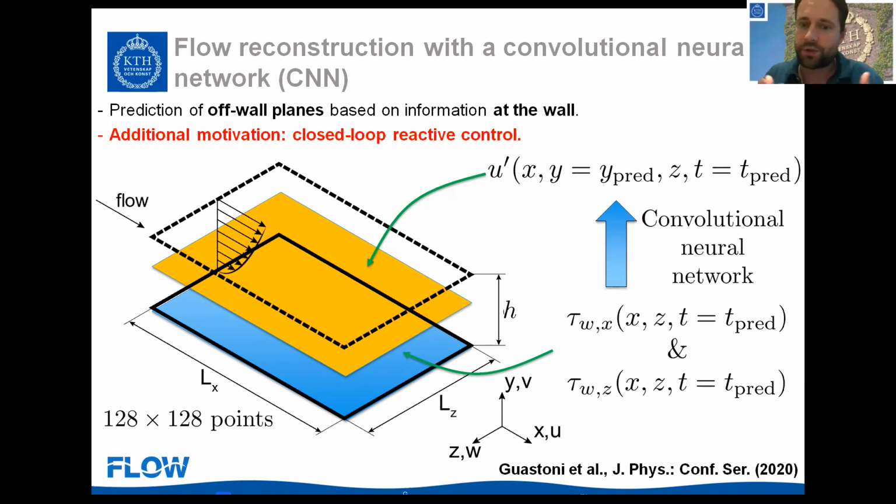And there are different applications for this, or different motivations, but an interesting one is closed-loop reactive control. So if by measuring what happens at the wall, I can know exactly what's happening above the wall, that information can be used to produce a much more efficient control strategy, for example, with opposition control, but we are currently working on doing that with deep reinforcement learning. I will talk a bit about that later as well. So this non-intrusive sensing with deep nets is a quite promising area as well.